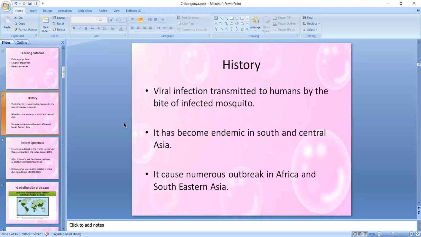First, we will learn about the short history of the chikungunya virus. It is a viral infection transmitted to humans by the bite of an infected mosquito. It has become endemic in South and Central Asia. It has caused numerous outbreaks in Africa and Southeastern Asia.